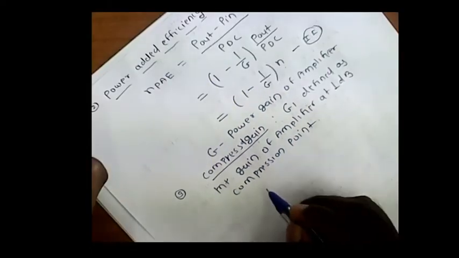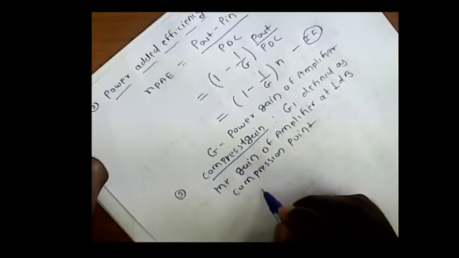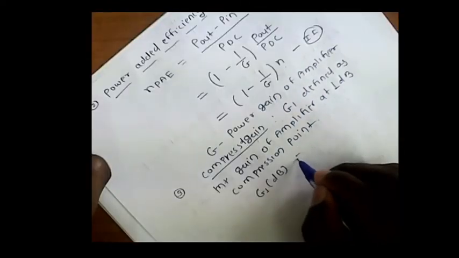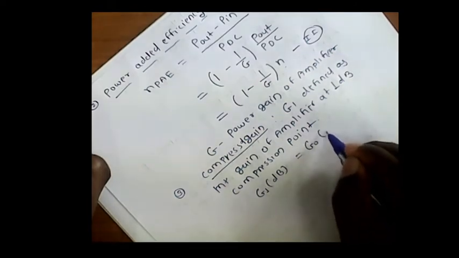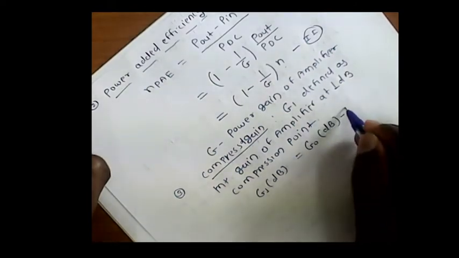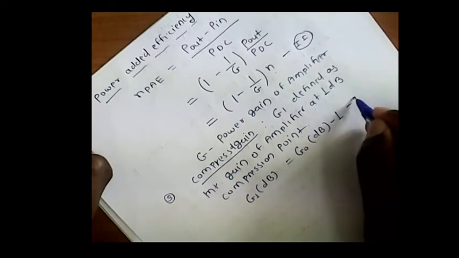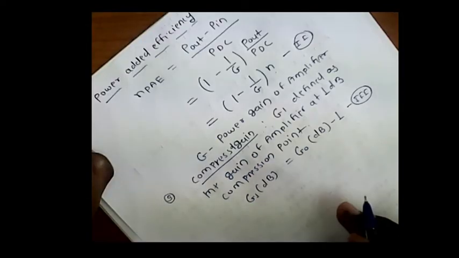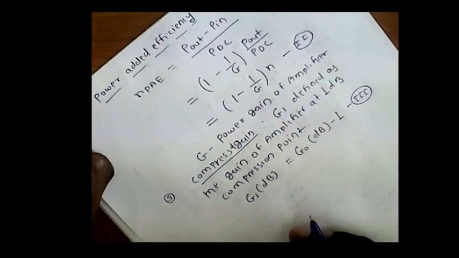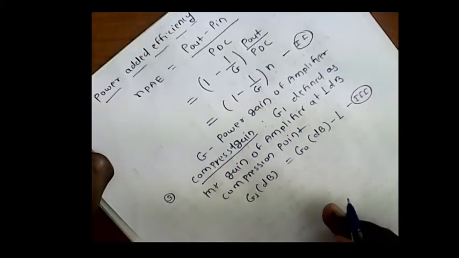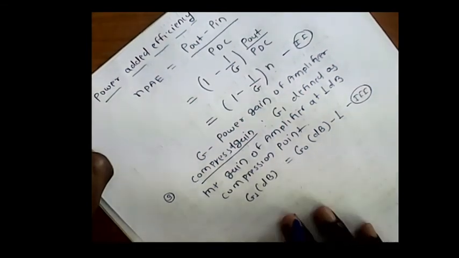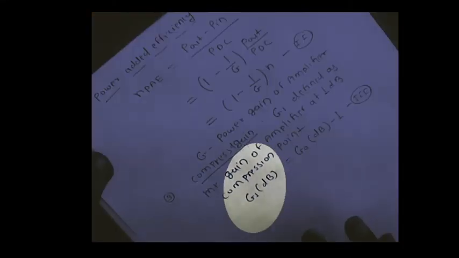So compression gain G1, in dB, is equal to G0 dB minus 1. This is equation number 3, which gives the compressed gain at the 0 dB or 1 dB point. This is the third parameter dealing with the characteristic of the power amplifier.